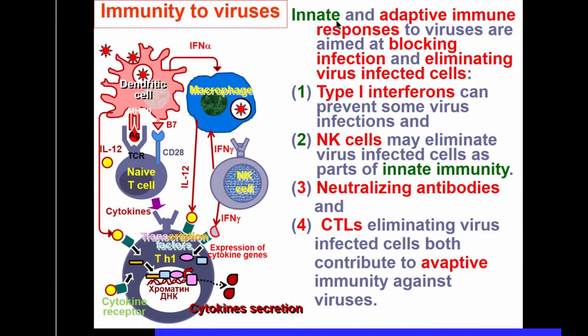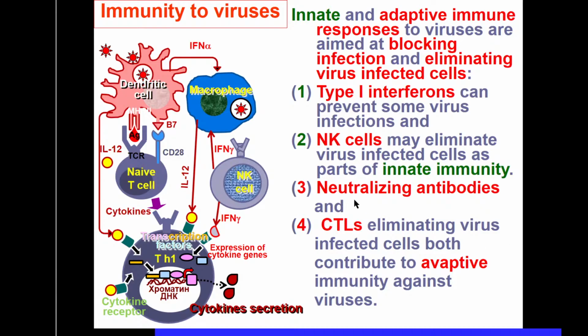Immunity to viruses may be subdivided into the innate and the acquired. Now you remember, innate and acquired is a typical classification of all immune responses against all known parasites. Innate immune response includes type 1 interferons. Here you see on the top interferon alpha. This is one of two type 1 interferons. Second point, natural killer cells. Here, a natural killer cell is shown that produces interferon gamma in our scheme.